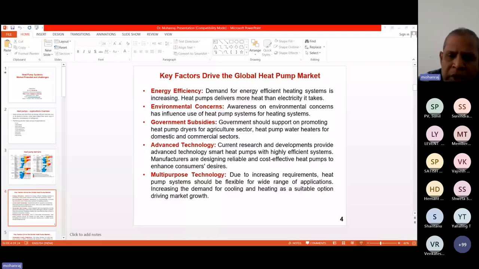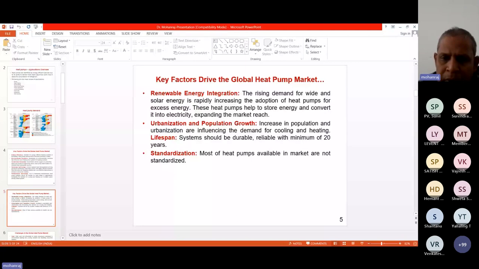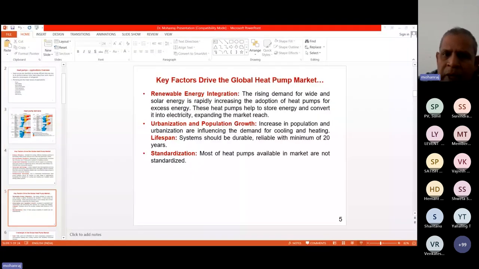Can you able to see the slide 5? Yes, sir, we can see that.